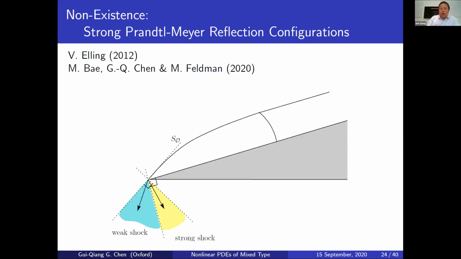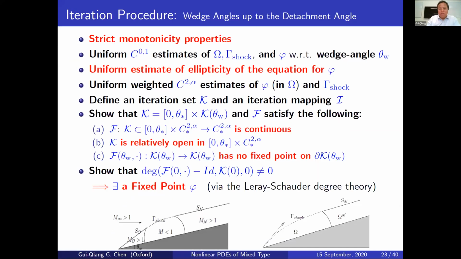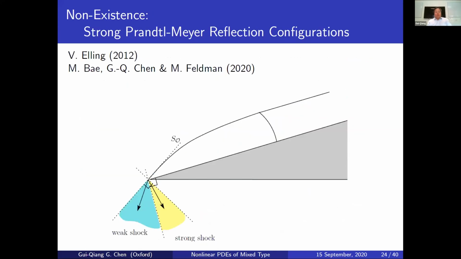Now, this is for, of course, the weak shock, the Prandtl-Meyer configuration. Now the strong Prandtl-Meyer configurations. Because for the strong shock, at this point it would immediately go from hyperbolic to elliptic, with a picture like the previous one where the angle is bigger than the sonic angle. It turns out this can be excluded. This is impossible. This is basically an elliptic theorem.